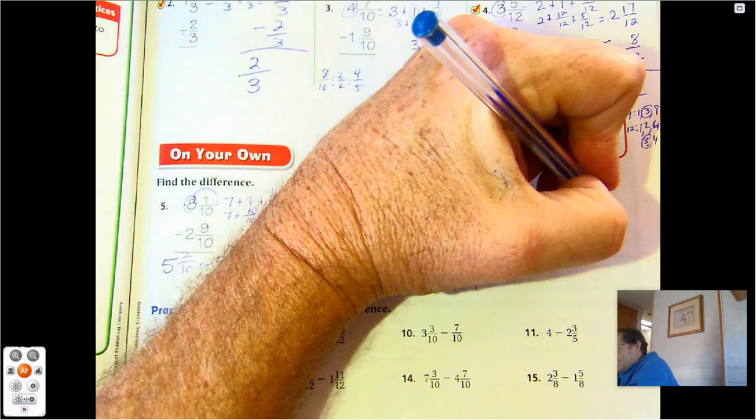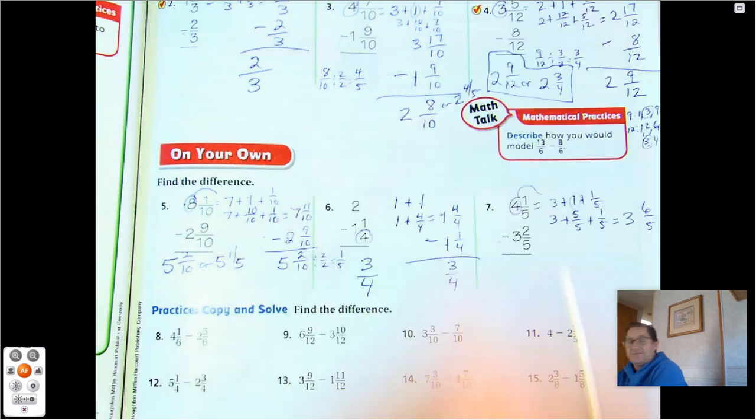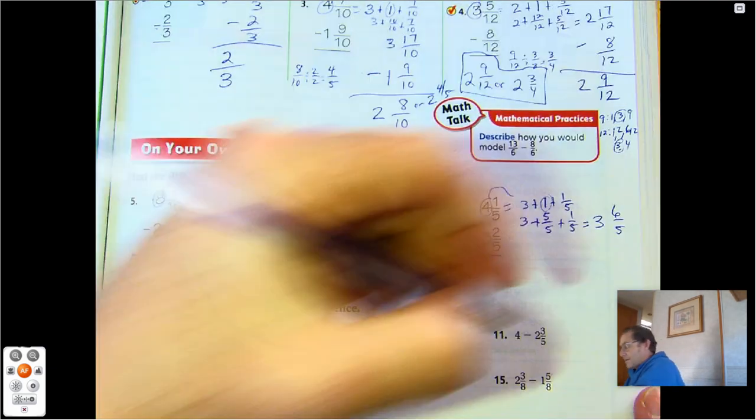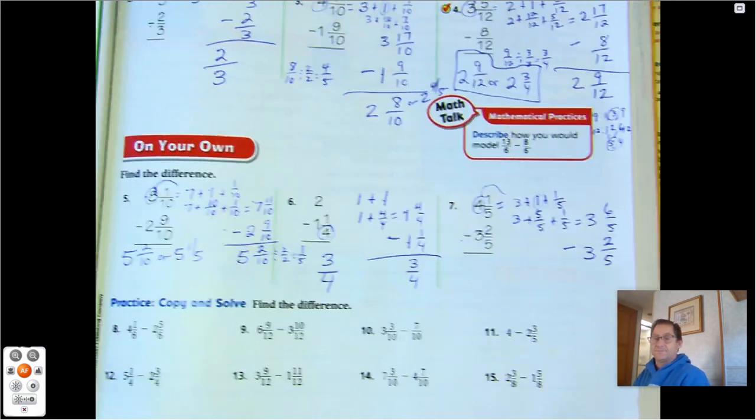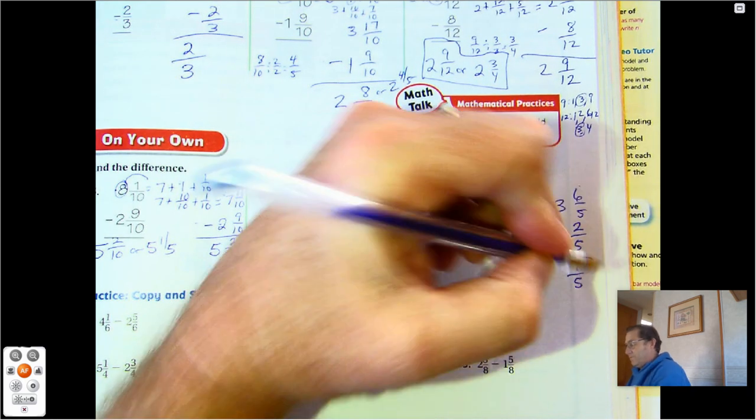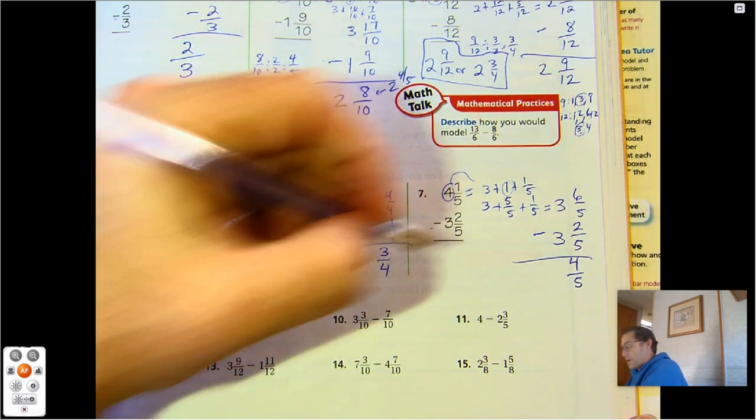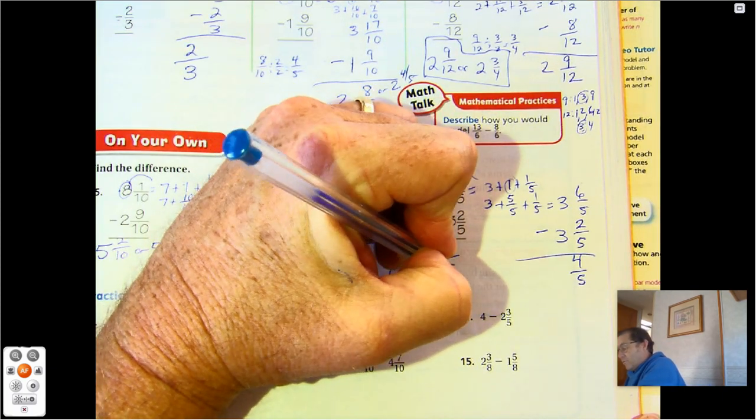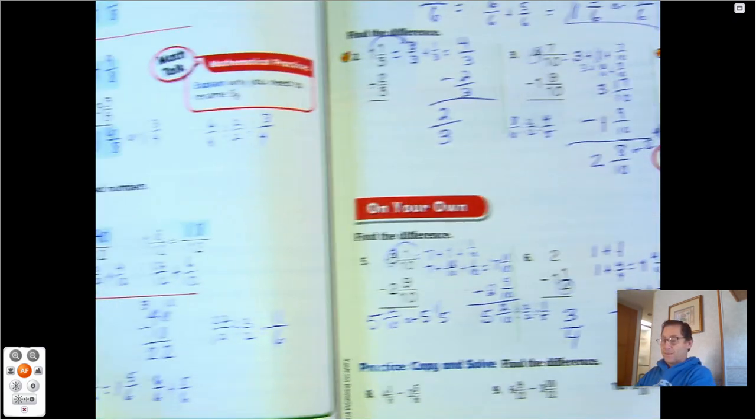So 3 plus 5/5 plus 1/5. That gives me 3 and 6/5 minus 3 and 2/5. 6 take away 2 is 4, so 4/5. And 3 take away 3 is 0, so 4/5. 5 is prime, 4 is not a factor of 5, and 5 is not a factor of 4.